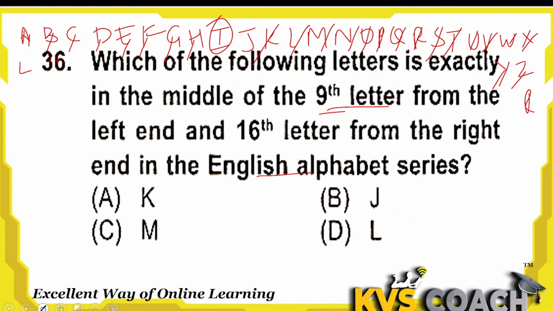So this is K here. In the middle, this is I and this is K. So between I and K, what is the middle letter? That is J. So B is the right answer here. This is the ninth letter, that is I. The 16th letter from the right hand is K. Between I and K is J. So J is the right answer. So B is the right answer here.